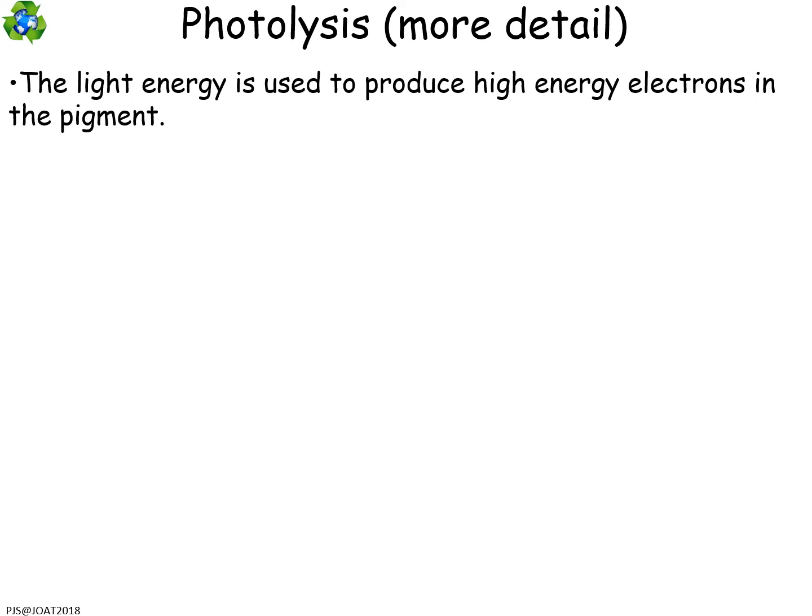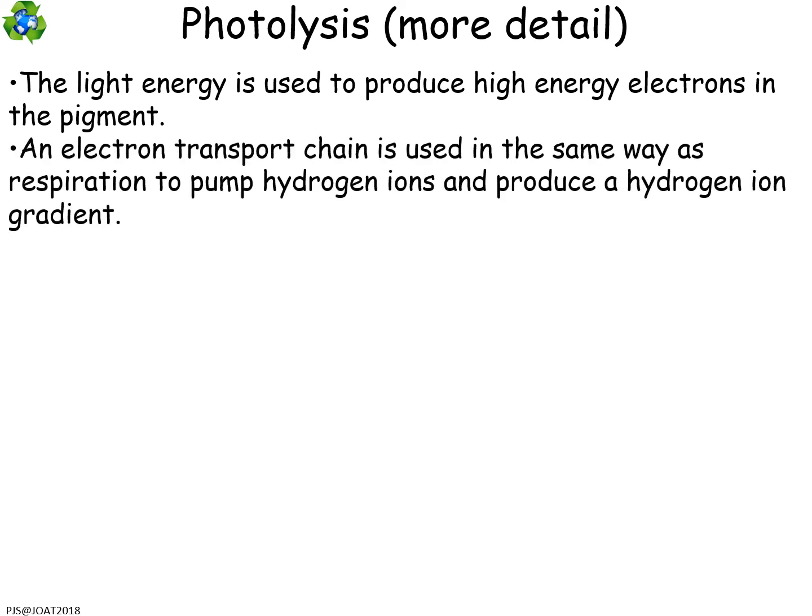Here's your detail. What the light is actually doing is producing high energy electrons inside the pigment. So it's promoting electrons inside the pigments to a higher level of energy. And so what we've got now are high energy electrons. Now this should be starting to go, oh, I know what they're used for, because it's the same thing as in respiration. High energy electrons are used to power hydrogen ion pumps. And exactly the same way as you had in respiration, we have an electron transport chain.